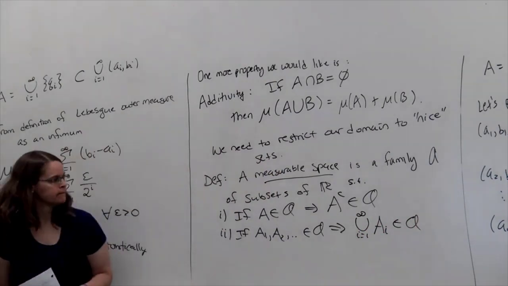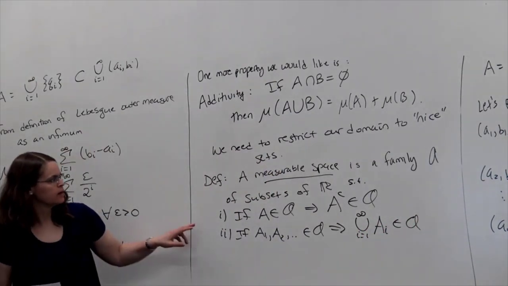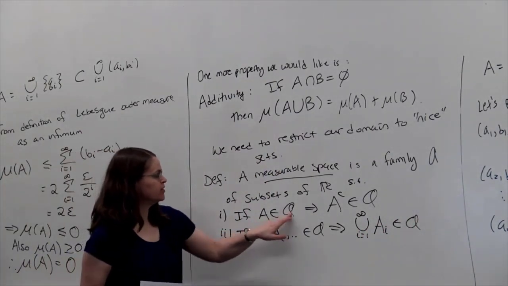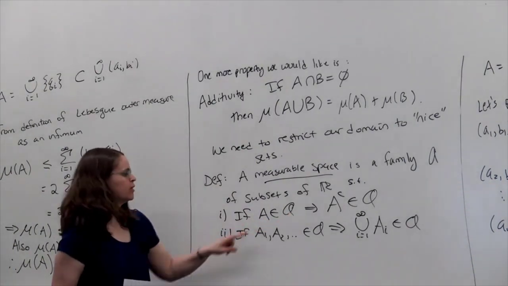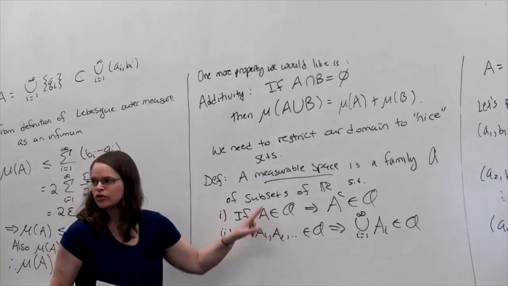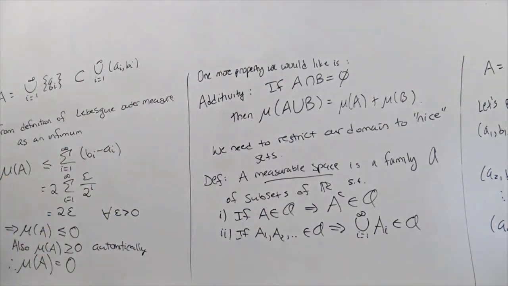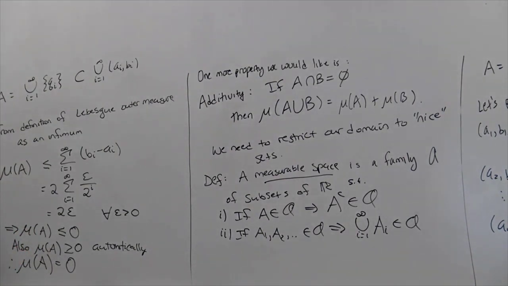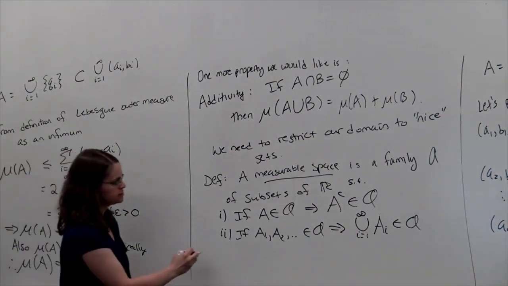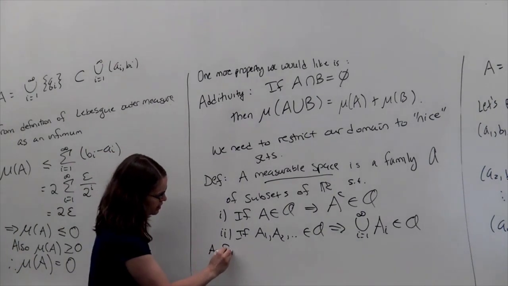Those are script A's, right? For one, this is a regular A and this is the script A. Okay. Yeah. So A is a particular set. Script A is my family of sets. Okay, and indeed, a family having these properties is called a sigma algebra. All right.